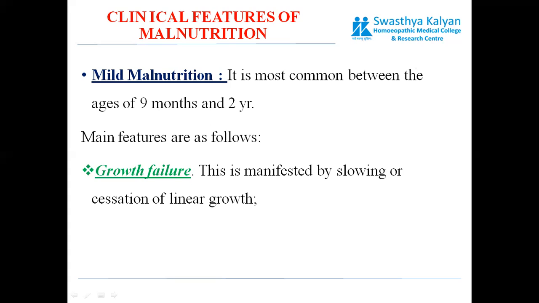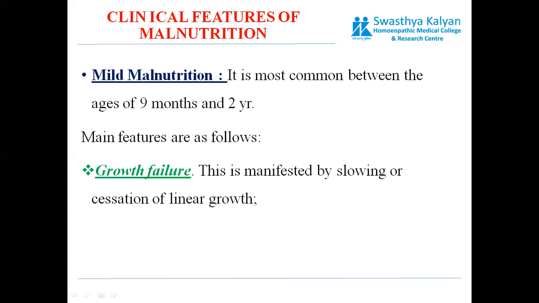So, here are the clinical features of mild malnutrition. Mild malnutrition is most common between the age of 9 months and 2 years. The main feature is growth failure. Now, how can we say growth failure? It is manifested by slowing of the growth or complete stoppage of the linear growth.